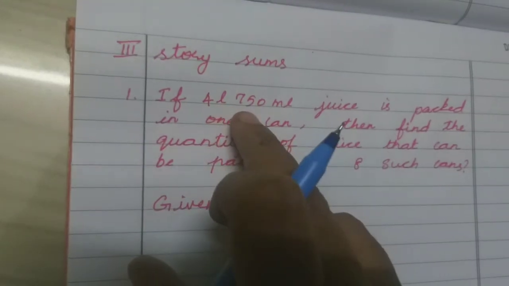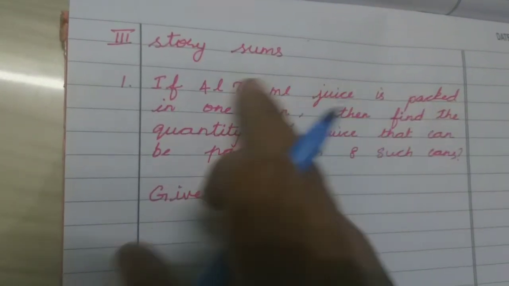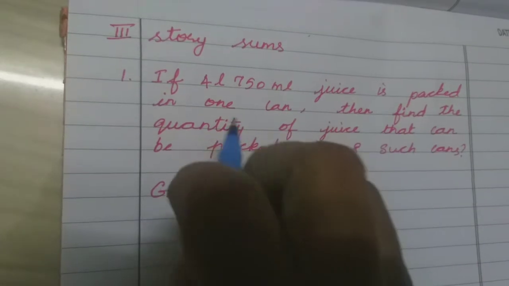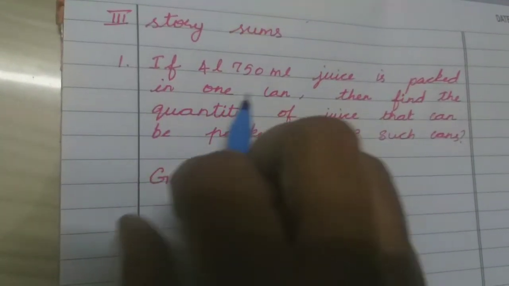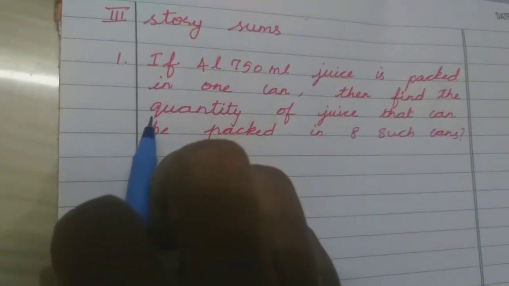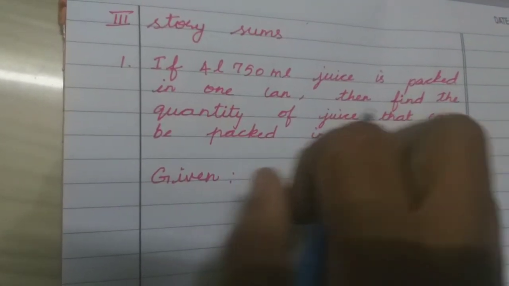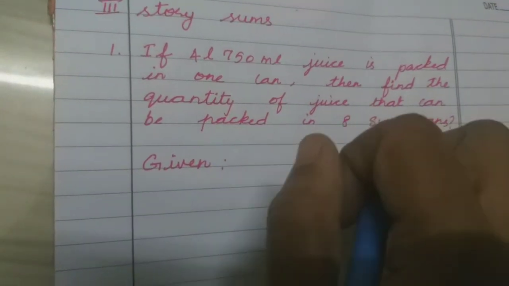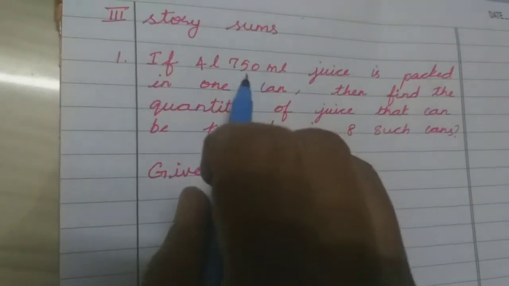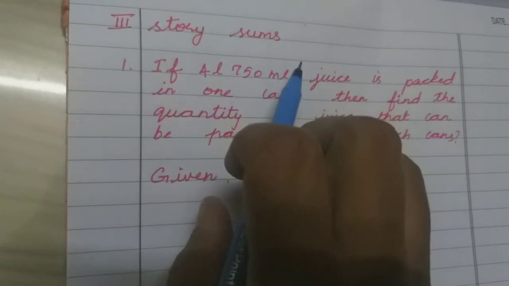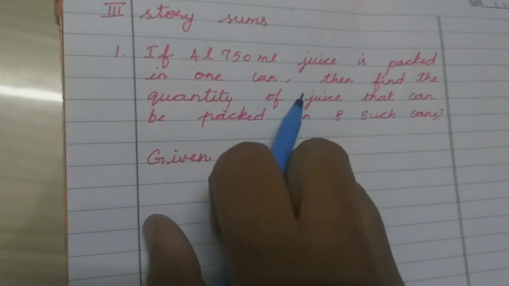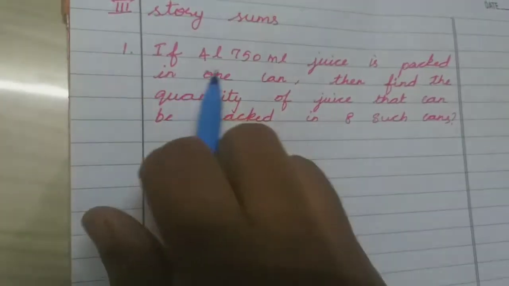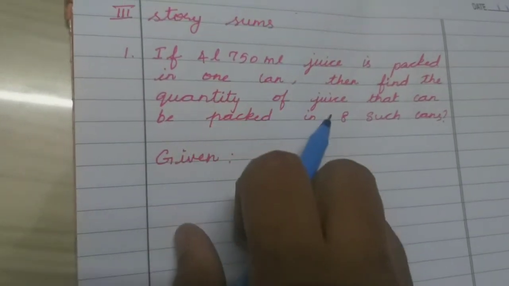Okay. And the next one, the third Roman letter, story sums up. If 4 liter 750 milliliter juice is packed in 1 can, then find the quantity of juice that can be packed in 8 such cans. Here in 1 can, this much liter and milliliter of juice is packed. And for 8 such cans of the same capacity, how much will it be, they are asking.